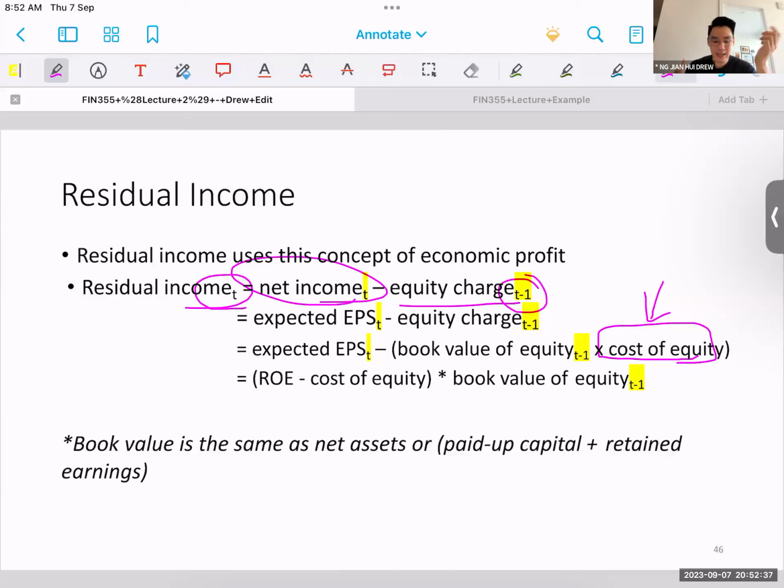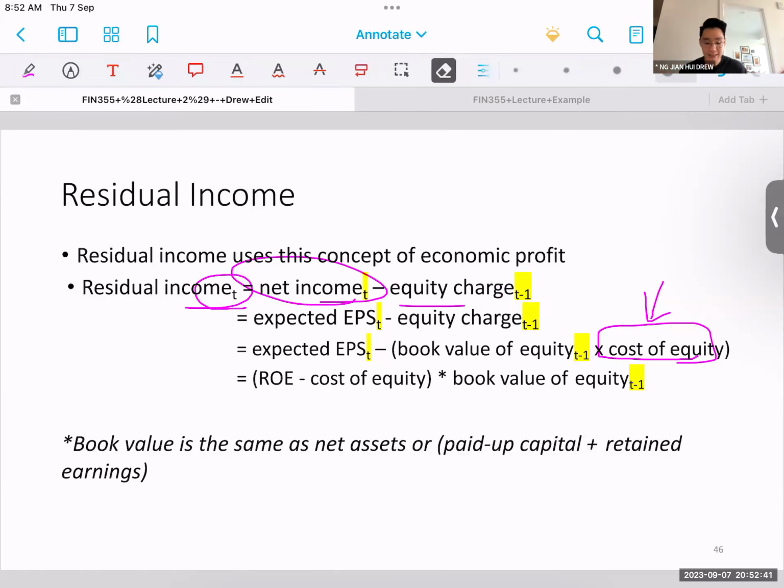Now, let's think about why is there this T minus 1? Again, we are talking about intuition here, to understand the formula, so you don't just memorize it. So why is there this T minus 1? Think about it. We have our net income for this year, 2023, right? Your charge is usually based on the previous year. Your charge is based on the expenses, whatever, in the previous year.